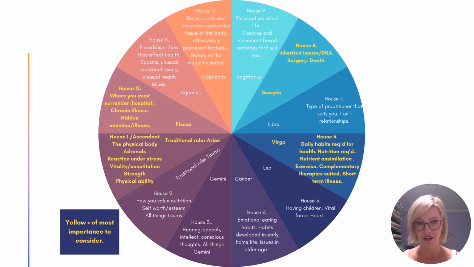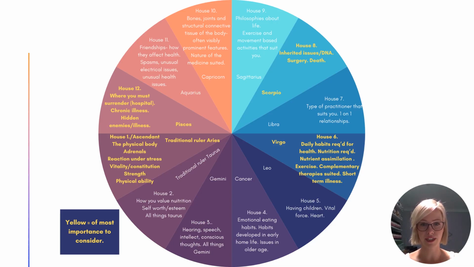Okay, so this is a diagram I made. I'm quite fond of it. It's nice and colourful. It is showing you all the houses and the traditional rulers. So that's just kind of what I went over. But you can see house 1, traditional ruler Aries. Then you've got house 2, traditional ruler Taurus, house 3, Gemini, 4, and so on and so forth. There is a copy of this diagram in the handouts below for you to keep, print out, put on your wall, study. It's really, really useful.